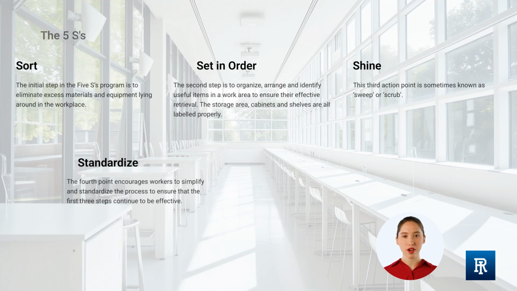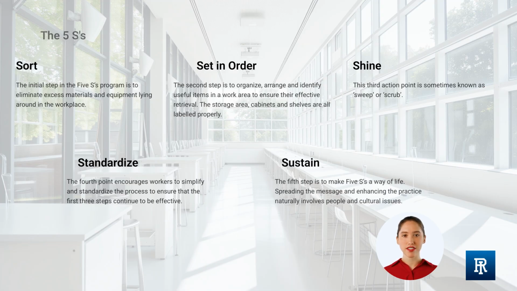Standardize. The fourth point encourages workers to simplify and standardize the process to ensure that the first 3 steps continue to be effective. Some of the related activities include establishing cleaning procedures, color-coding containers, assigning responsibilities, and using posters.